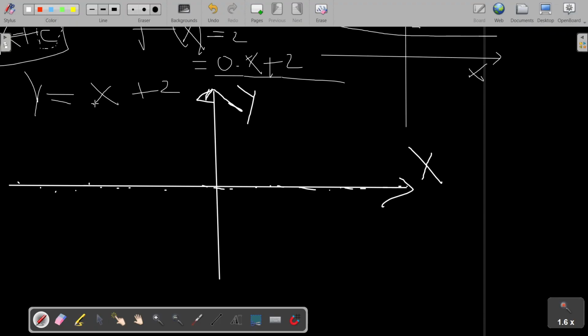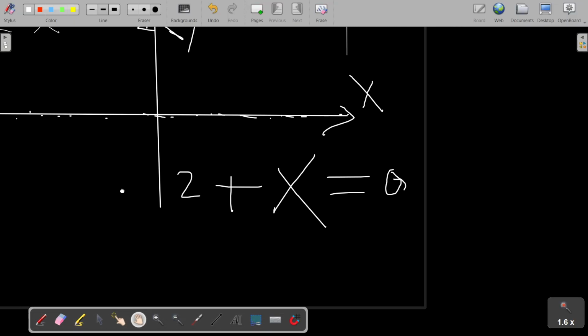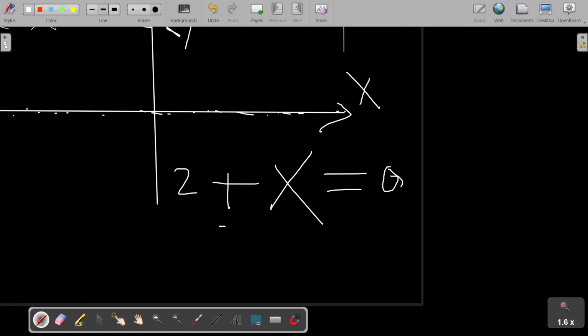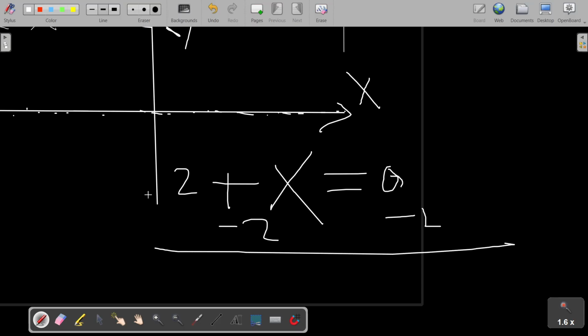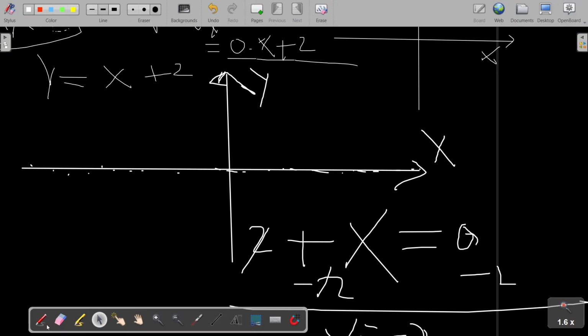So if I put y as 0, then I can solve for x. Then I will get 0 equals x plus 2. If I put the y value as 0, then I will get the x value as negative 2. Let's subtract both sides by 2, understood? So this will get cancelled. We get x as negative 2, and negative 2 is located right here.